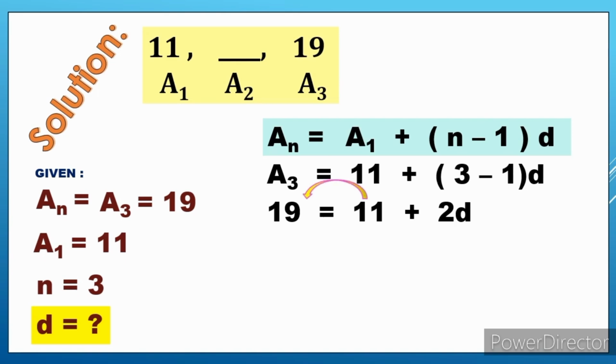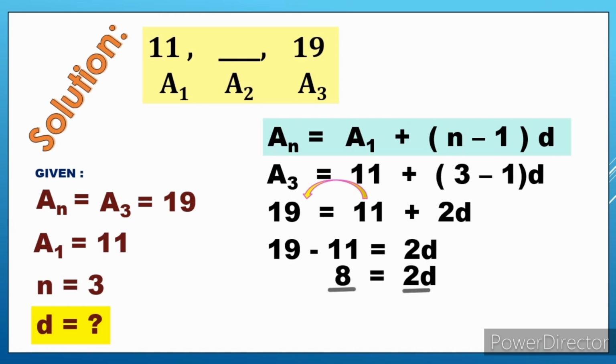Okay, in order to solve for D, we can apply the addition property of equality. But this time I'm going to transpose 11 to the other side. Positive 11 will change the sign. It becomes negative 11. So we have 19 minus 11 equals 2D. 19 minus 11 is 8 equals 2D.